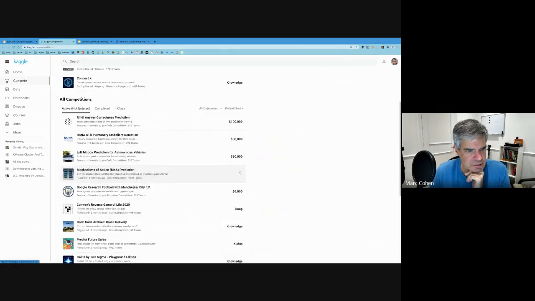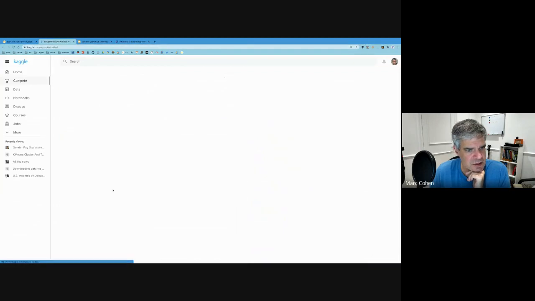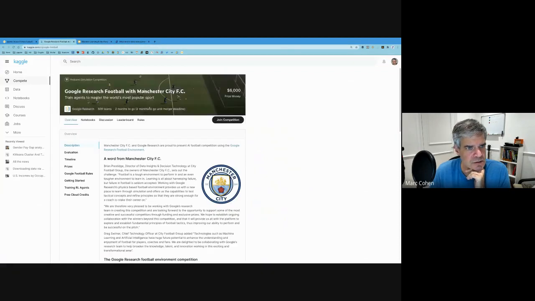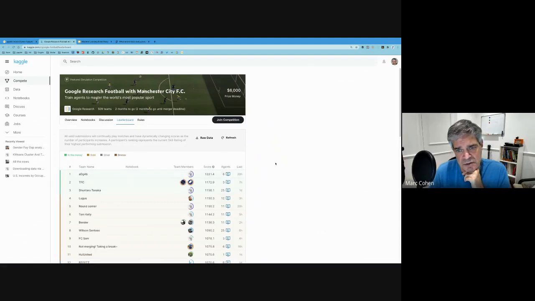Look for one that's interesting. Google Research Football with Manchester City: train agents to master the world's most popular sport. So you'll basically see a challenge like this. You'll see prize money, and you'll be able to join the competition. And then you can look at the leaderboard and see who's winning.